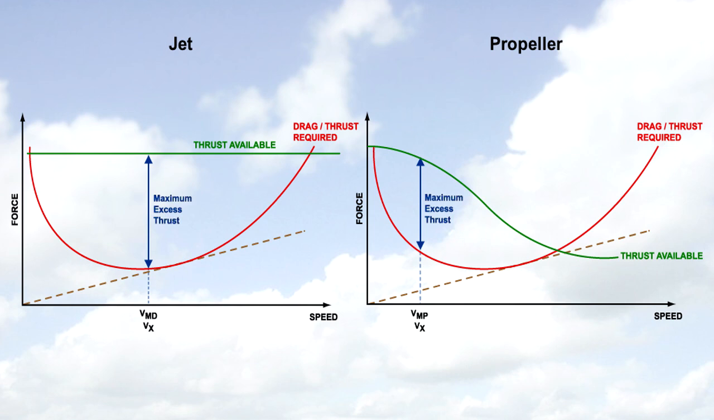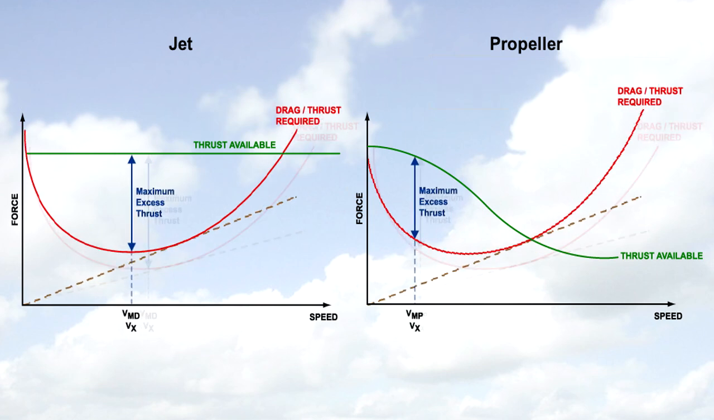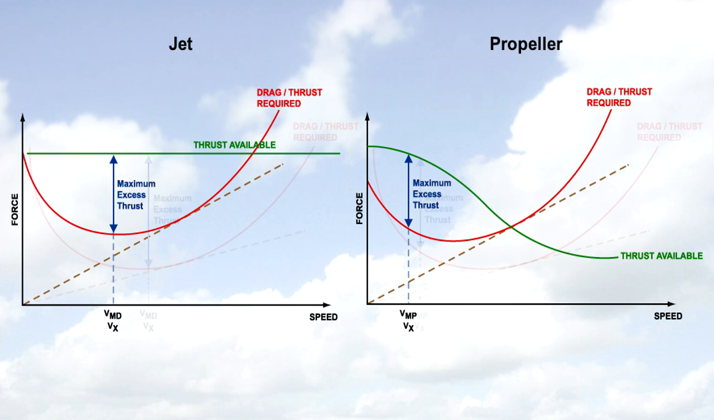Returning to the excess thrust graphs for the propeller and jet aeroplanes, it's now possible to see the effect of the movement of the total drag curve. Lowering the flaps and undercarriage moves the total drag curves up and to the left. Notice that, as we mentioned earlier, there is a decrease in the excess thrust available, and therefore a decrease in the maximum achievable climb angle. However, what is important to understand is that the speed at which maximum excess thrust is available is lower.